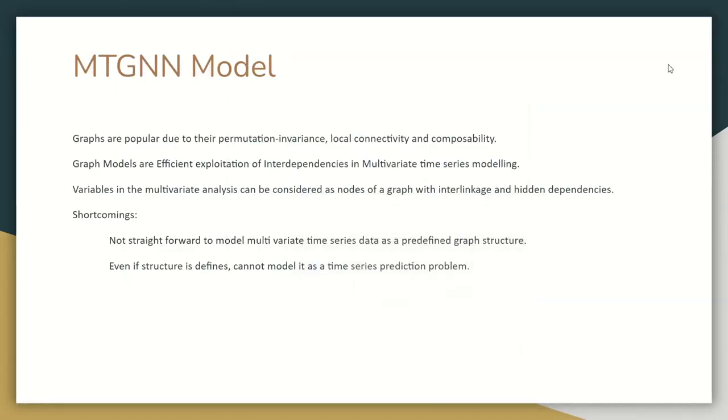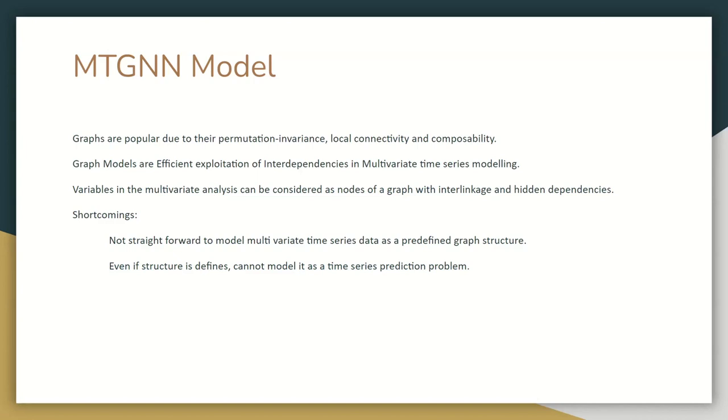Right. So we shall now talk about another implementation, another approach to deal with this particular problem statement, which is the multivariate time series graphical neural networks. Of course, graphical neural networks have become quite popular in the field of deep learning because of a few properties like permutation invariance, which is like it doesn't matter how you interchange the variables, the learning will remain the same.